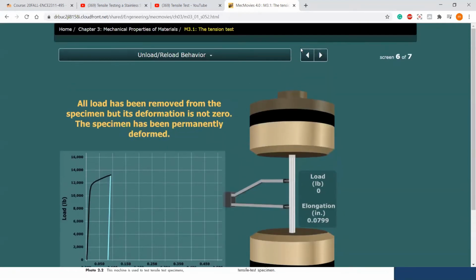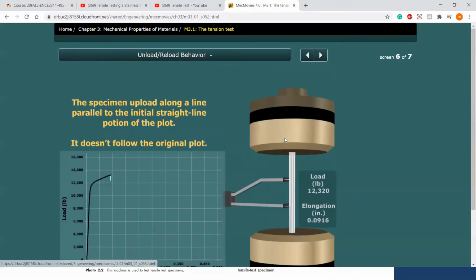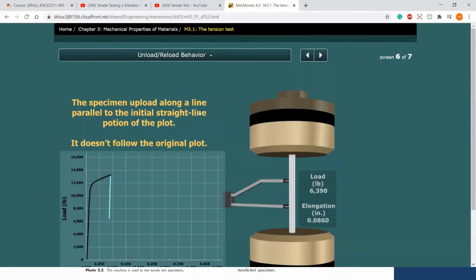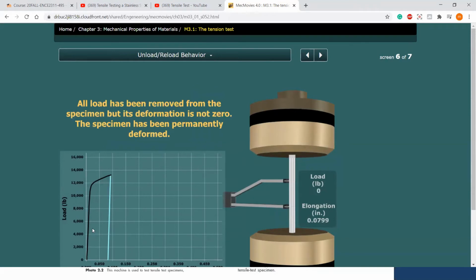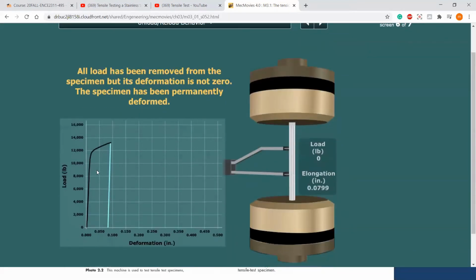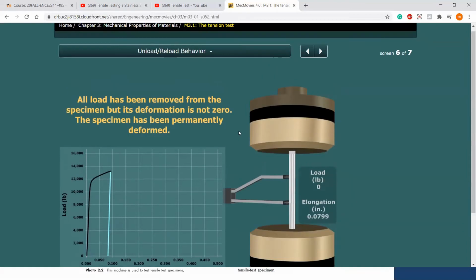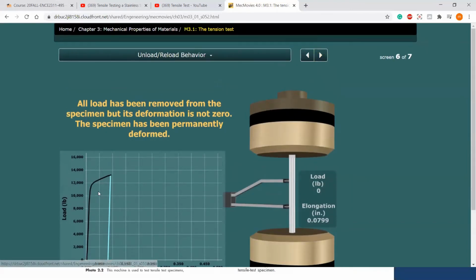Let's do it one more time. The specimen unloads along a line parallel to the initial linear portion. But if we were unloading this specimen right here around 10,000 pounds, you're going back to 8,000, 6,000, 4,000, 2,000, eventually zero load, you will go back to 0 deformation because it's the elastic region. But beyond that region is the plastic.